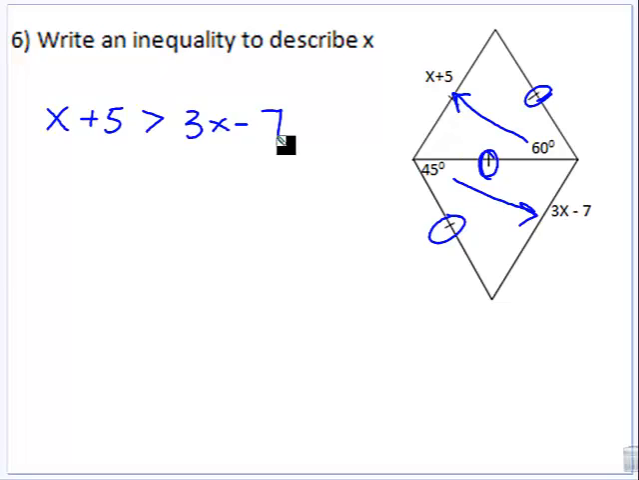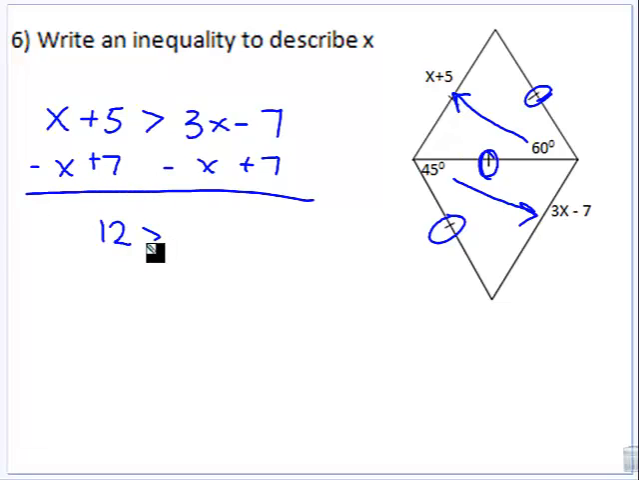Now I want to solve this for x. How are we going to do that? Plus 7, minus x. So what do we have? 12 is greater than 2x. So 6 is greater than x. Now we need to think carefully. Are there any restrictions on side numbers for triangles? Not really, right? Could I have a negative side length though? No.